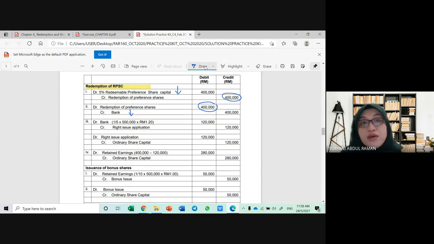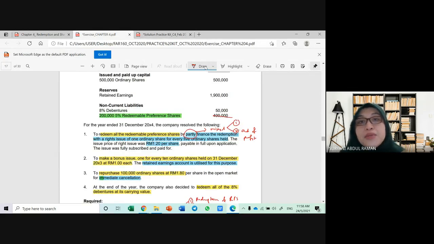Okay, the next step, once you have paid for the shares, what you need to do is to replace the shares which have been reduced. So how much to replace? 400,000. You have to replace by this value. So how to replace? It is said that the company will finance the redemption by partly issuing a right issue. The question is how many shares of right issue need to be issued. It is said that there will be 1 ordinary share for every ordinary shares held. So you have to go back to the information of ordinary shares here. At this current time, the shareholders already have 500,000 units of ordinary shares.